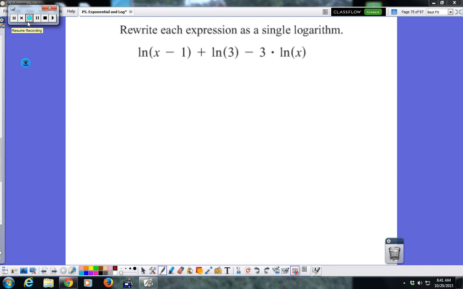So, since we've dug the hole, let's fill it back in and do the exact same things the other direction. The natural log plus the natural log minus 3 times the natural log. Let's take those same rules, work them backwards. Allie, what can I do with this 3? Since it's being multiplied times this natural log, I can put it where?